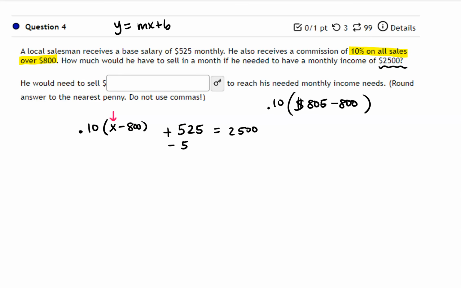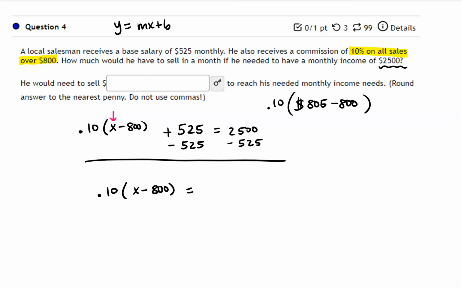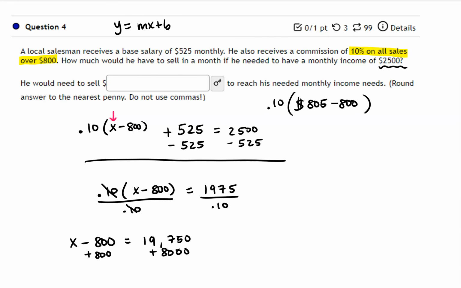Okay, so now we've done this and we can start to solve for X. So I'm going to subtract $525 from both sides. And then I'm going to get 0.10 times X minus 800 is equal to 1,975. And then from here, I want to divide both sides by 0.10. And so I'll get X minus 800 is equal to 19,750. And then my last step is I want to add 800 to both sides.